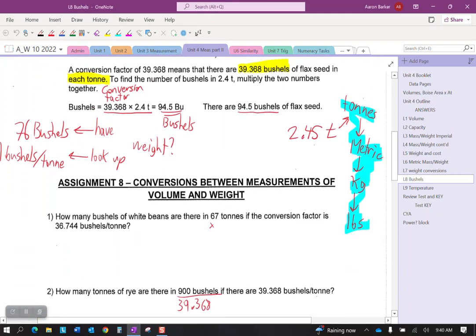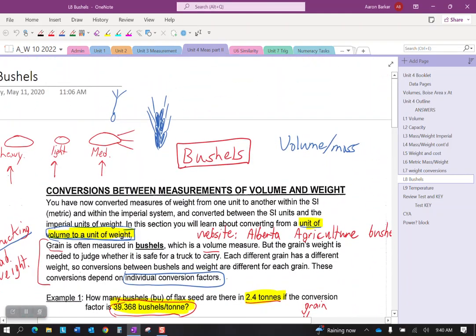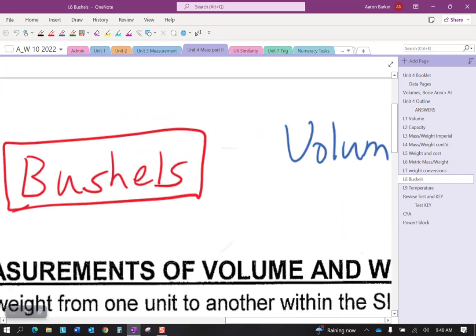Wait, turn to page 19. Page 19. We're going to go over bushels again. I know I started yesterday, but I just want to review it. Okay. So, what is a bushel?